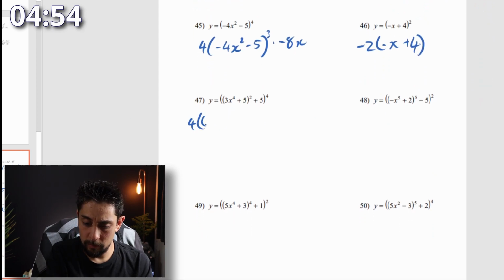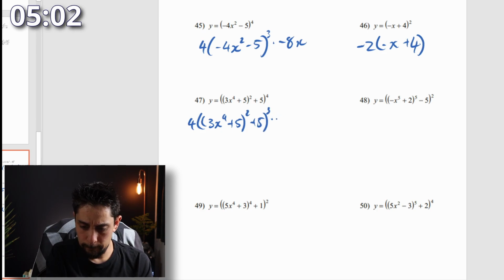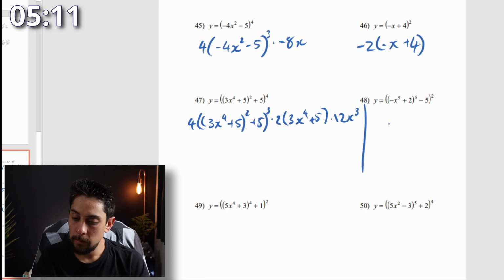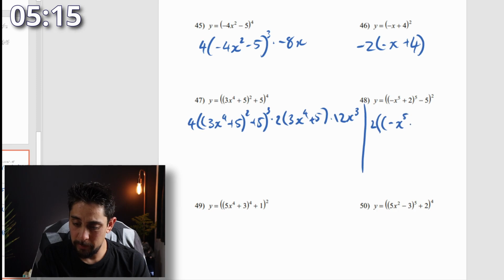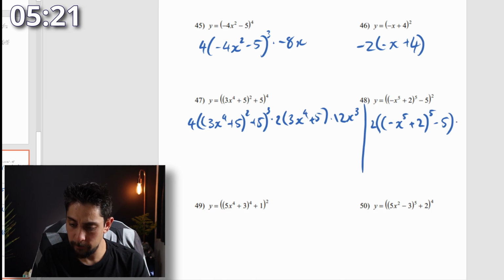Oh, this one's a long one. 3x^4 plus 5 squared plus 5 to the 3 multiplied by 2, 3x^4 plus 5 to the 1 multiplied by 12x^3. I assume if I'm really going to screw up, these are the ones I'm going to screw up on, just with not reducing those powers correctly.